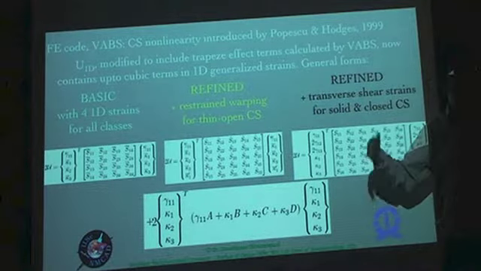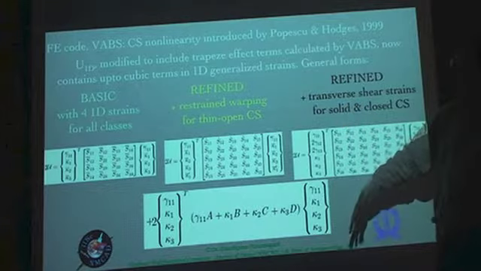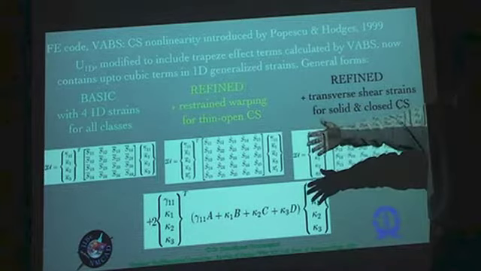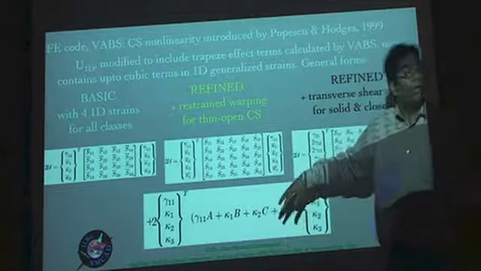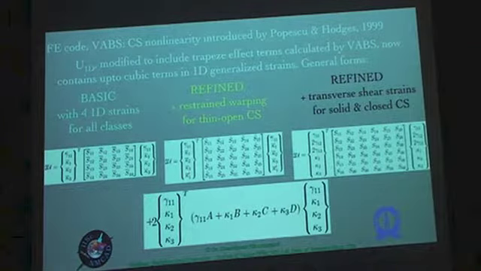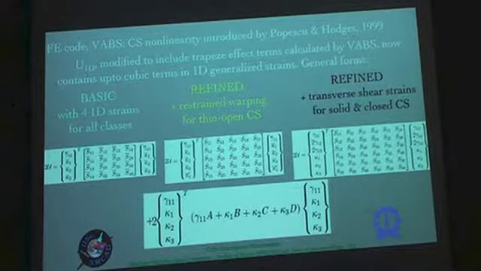Some of those terms are indeed important. But in the finite element analysis, so far what has been implemented in VABS, it basically takes into account up to the cubic terms. So are there any questions on this so far?